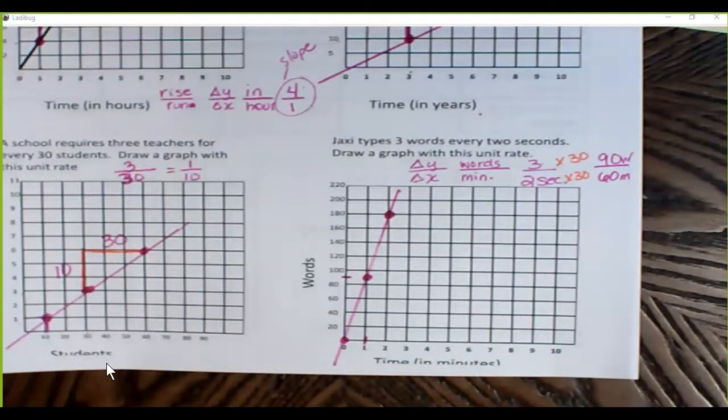Okay? So reviewing, interpreting unit rate and slope, they mean the same thing. You learned how to find unit rate in 6th grade and 7th grade. Now you're learning that, oh, unit rate is the same thing as the slope of a line if I were to graph it. Okay? All right, let's turn over.